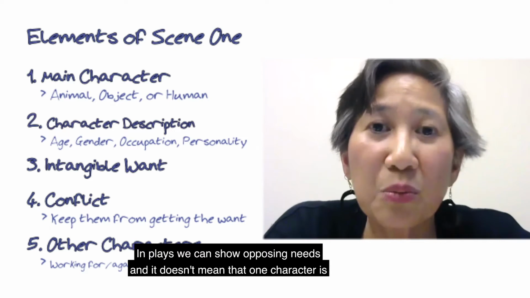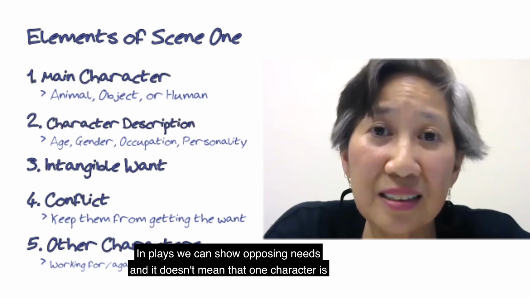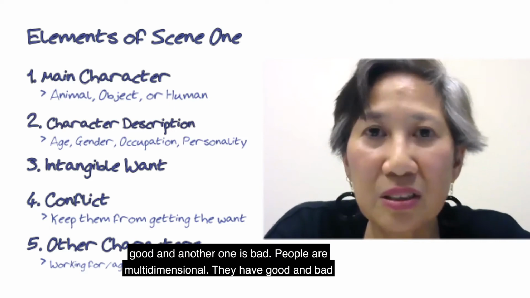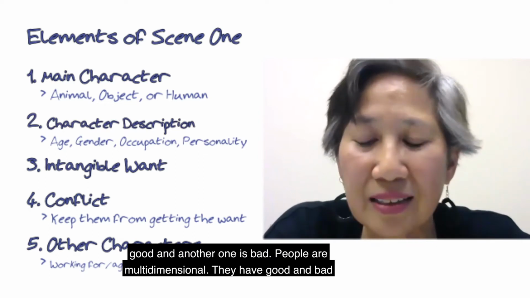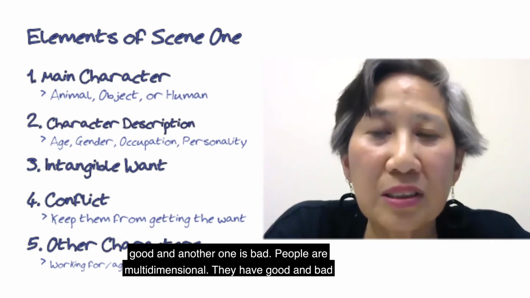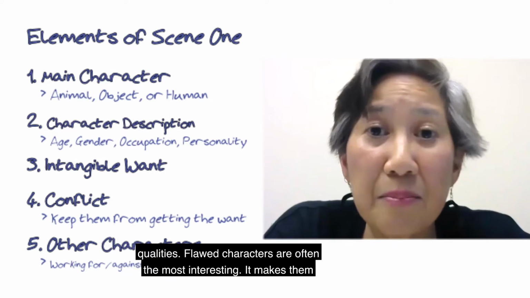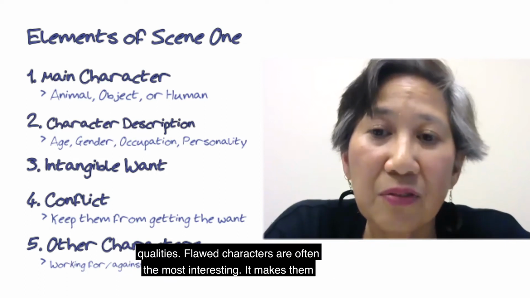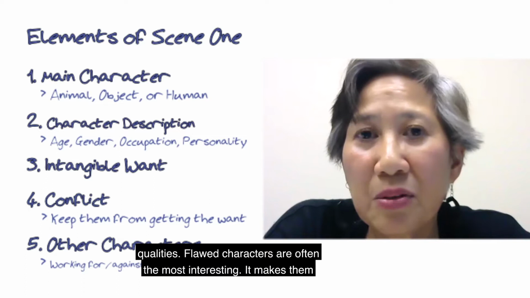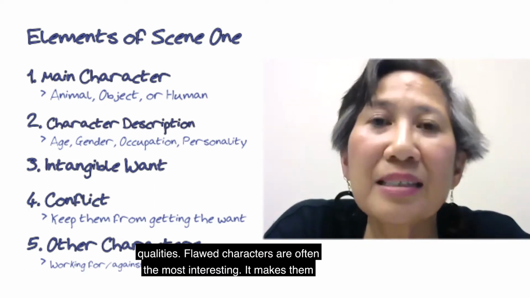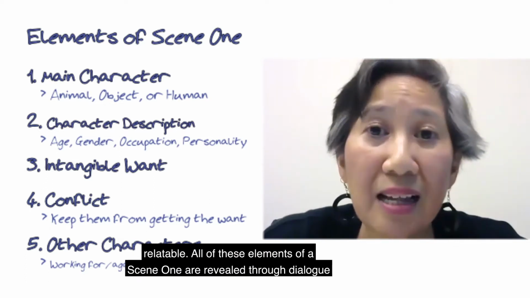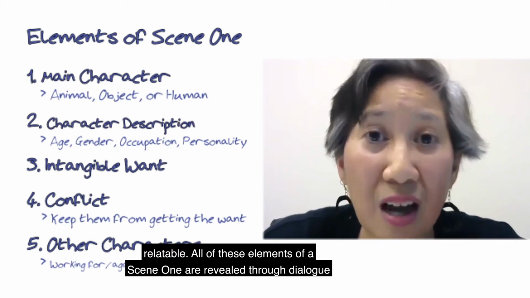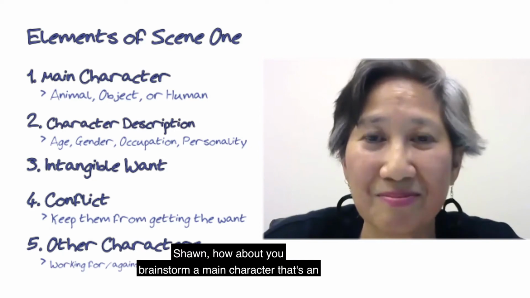In plays, we can show opposing needs, and it doesn't mean that one character is good and another one is bad. People are multidimensional. They have good and bad qualities. Flawed characters are often the most interesting. It makes them relatable. All of these elements of scene 1 are revealed through dialogue and action.